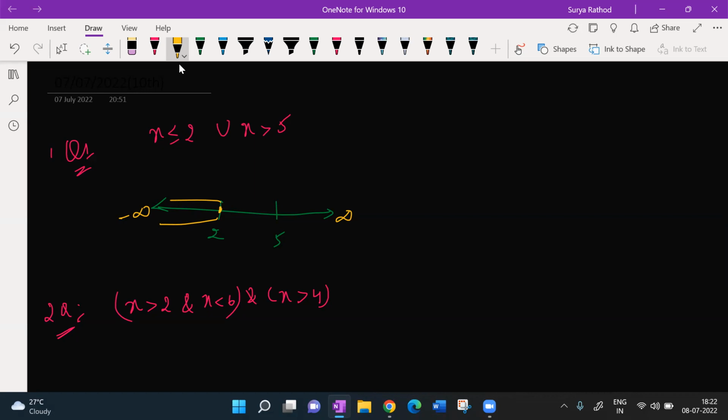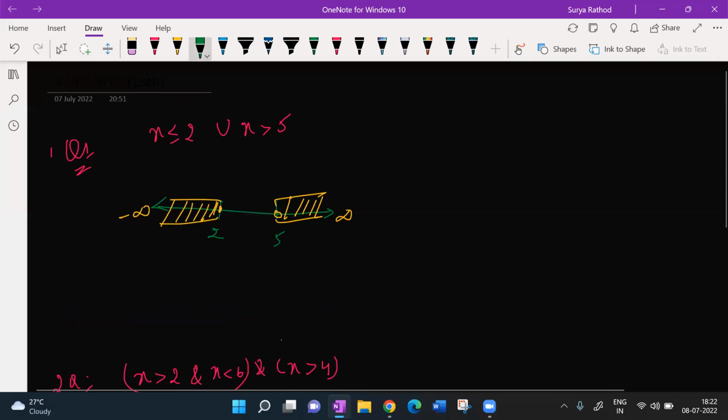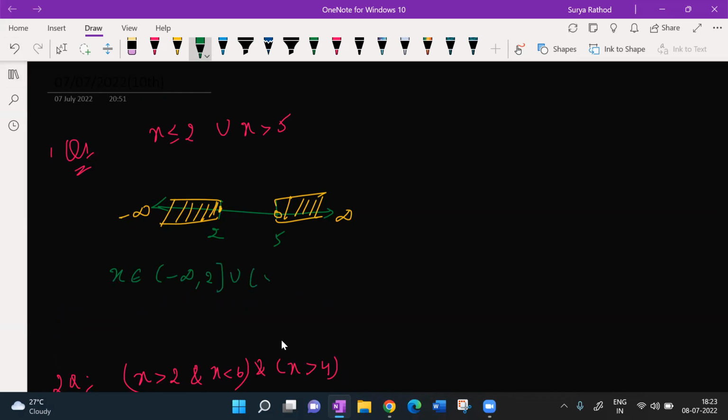And x greater than 5. We are not including 5, so making a notch, greater than 5. So what is the final answer? This all I'll be including, and this all I'll be including. So x belongs to what now? X belongs to minus infinity to 2, closed at 2, union 5 to infinity. This is the answer.